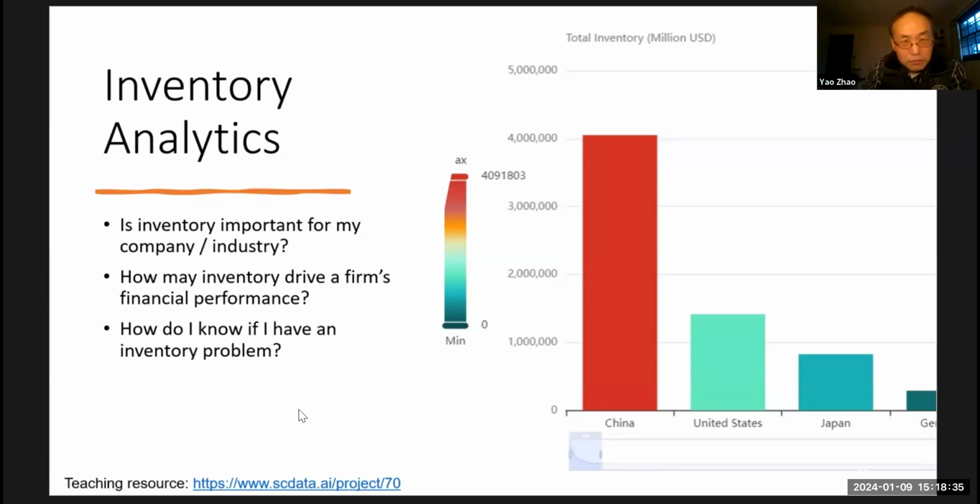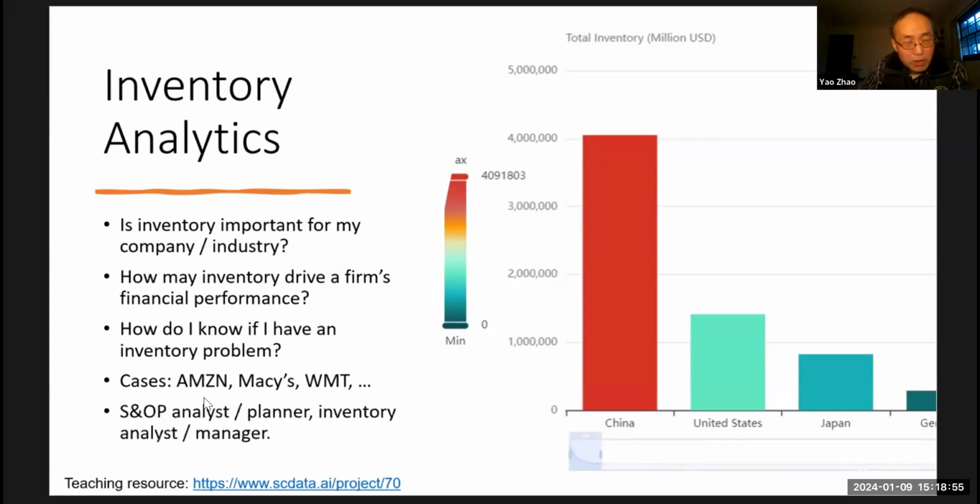It's possible. To answer these questions, you need a lot of data. We built several cases into this module, on Amazon versus Macy's or Amazon versus Walmart in the retail industry. Of course, this will be very useful for S&OP, sales and operations planning analysts, planners, inventory managers, and such.